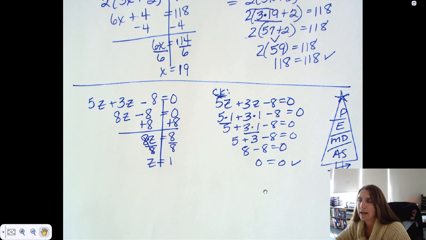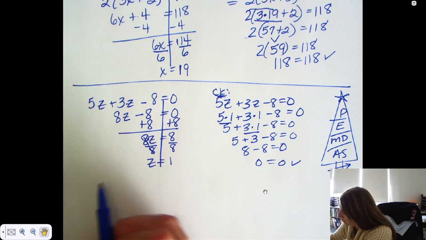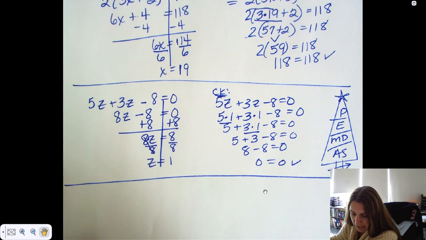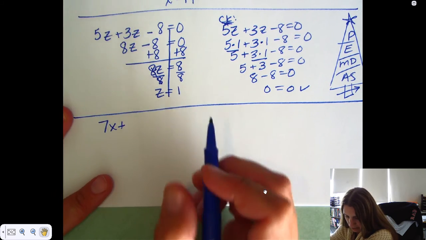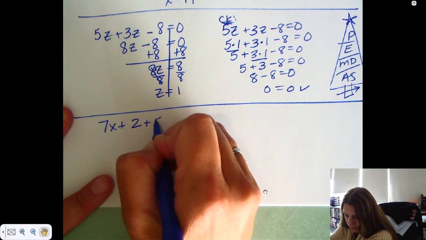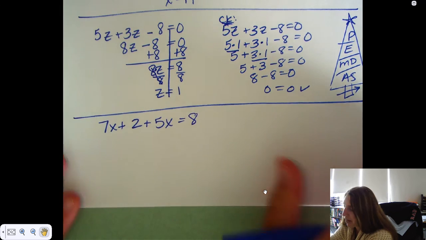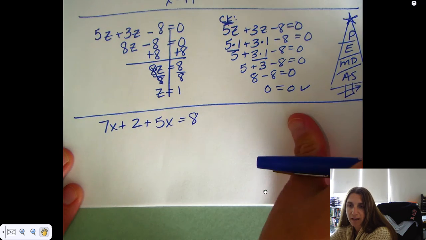If you are feeling right now like those were way too easy, then I'm going to give you one to try on your own. Let's see how you do here. 7x plus 2 plus 5x equals 8. Go ahead and pause the video and solve that equation.